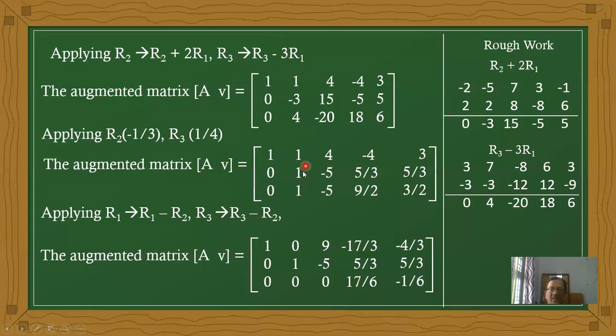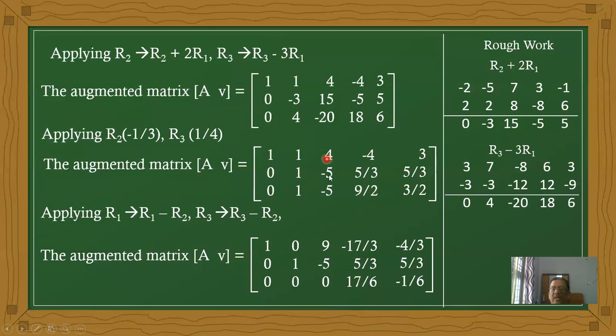1 minus 1. That means R1 minus R2. Okay. And the next is also the same: R3 minus R2. Therefore the first row values become 1 minus 1, and 1 minus 0 is 1. 1 minus 1 is 0.